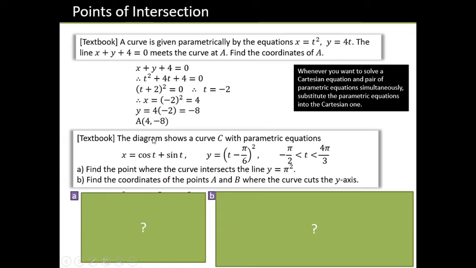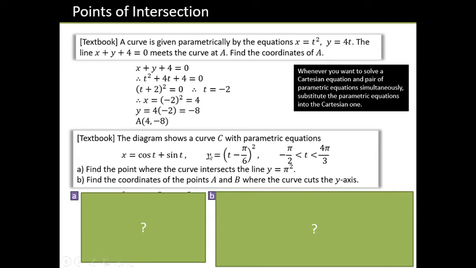The diagram shows a curve C with parametric equations x equals cos t plus sin t, and we're told that y is equal to (t minus pi over 6) squared for the given domain of t, that is between -pi over 2 and 4 pi over 3. Find the point where the curve intersects the line y equals pi squared.